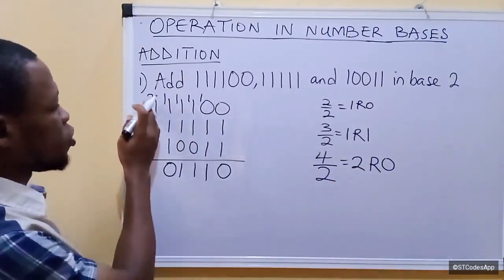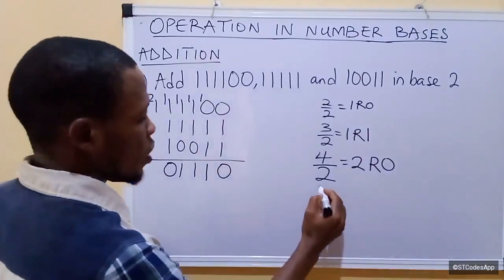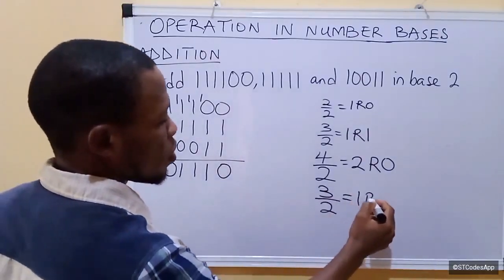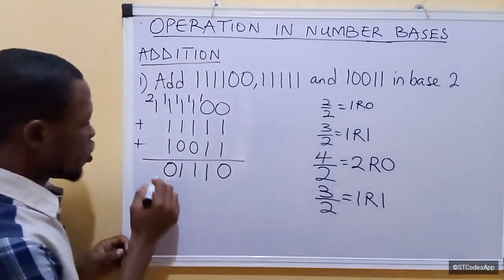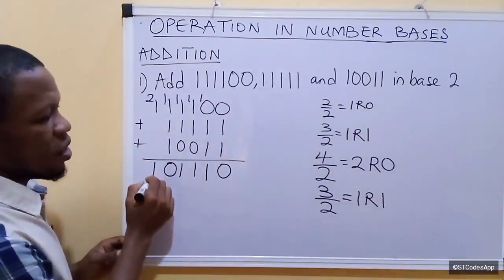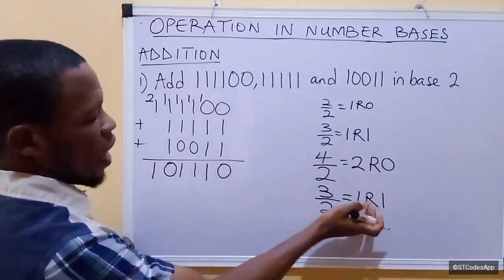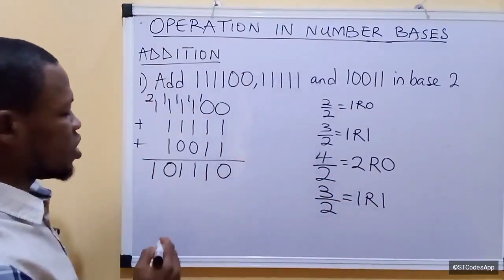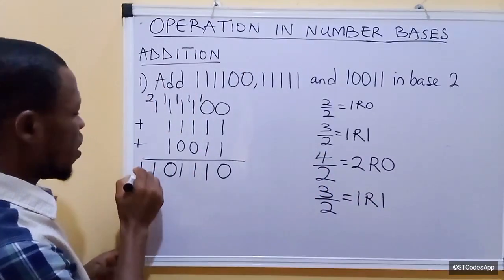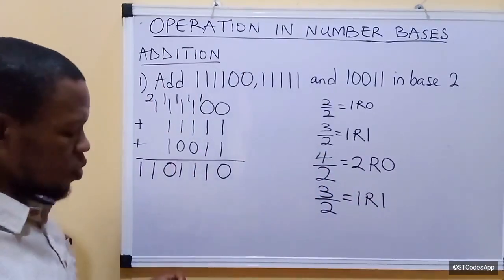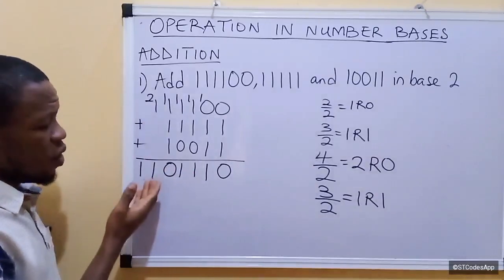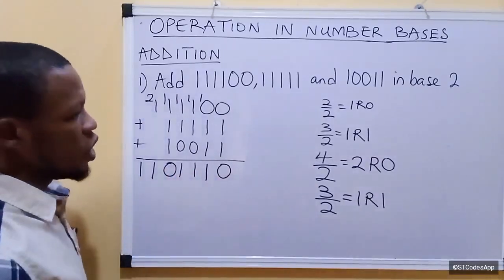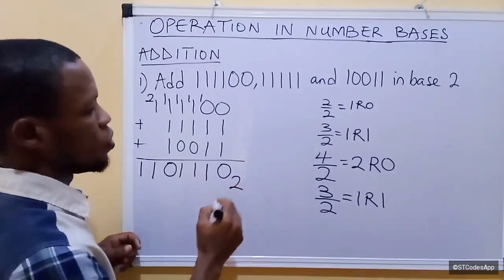So lastly, we have 2 plus 1, which is 3. 3 divided by 2, that gives us 1, remainder 1. So here we first of all write down our remainder, and then the one which we are supposed to carry over, since there's no other digit to add it with, we simply place it here on the next place value. So at the end of the day, we have 1101110 in base 2.